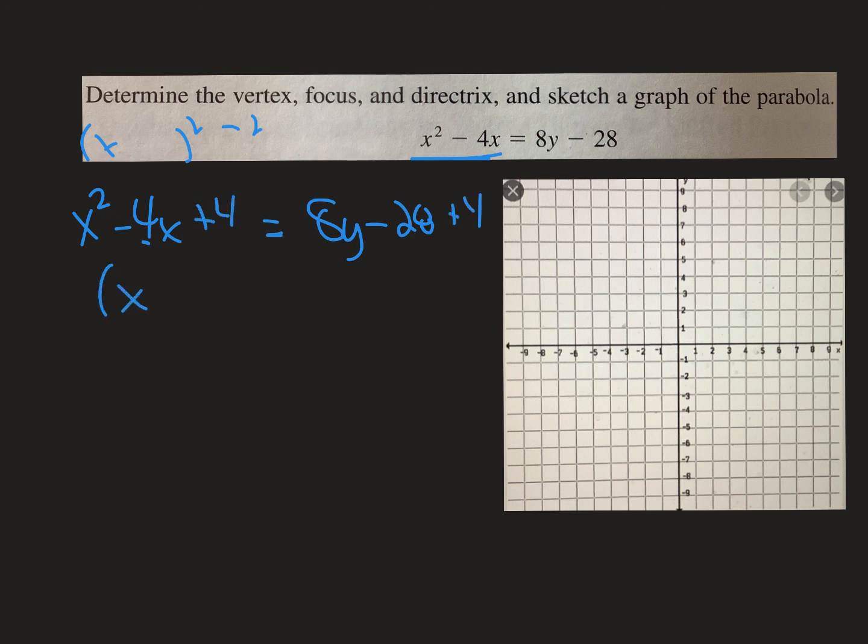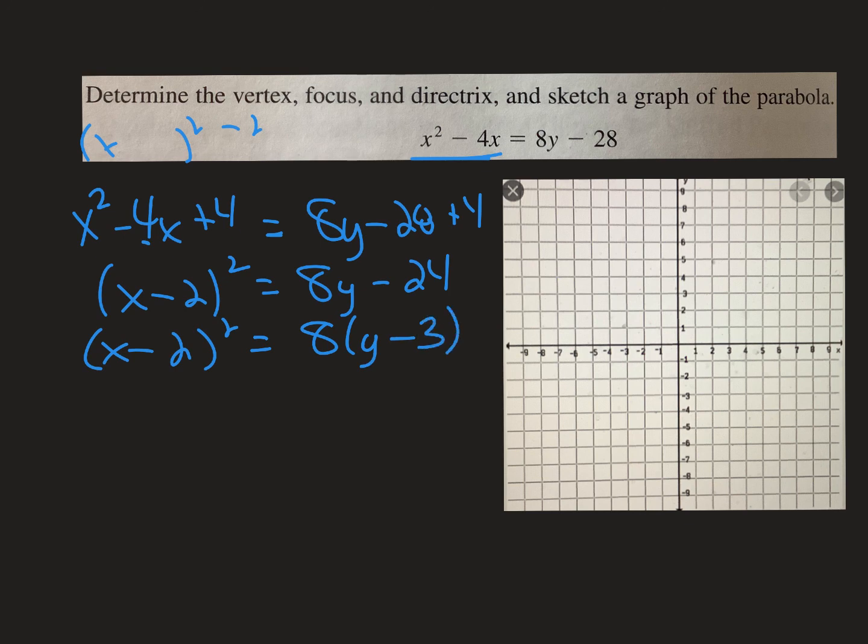Over here now I have x minus 2 squared. Over here now I have 8y minus 24, which is better than what I had, because now I can take the right-hand side and factor out the 8, which, by the way, is my 4p, and I have y minus 3. So my vertex is going to be the opposite of what's inside both parentheses: 2, 3. So I'm going to go ahead and go to 2, 3. There's my vertex. Now, because my 4p is with the y, and it's positive, I know it's going to open up like this. And it said what to find. We need to find the focus.